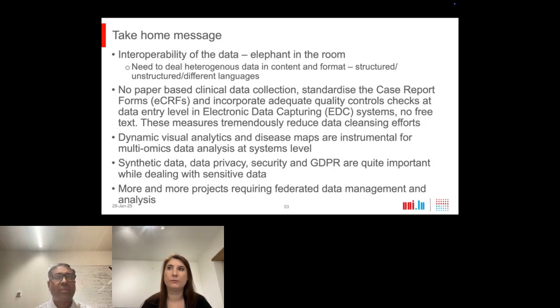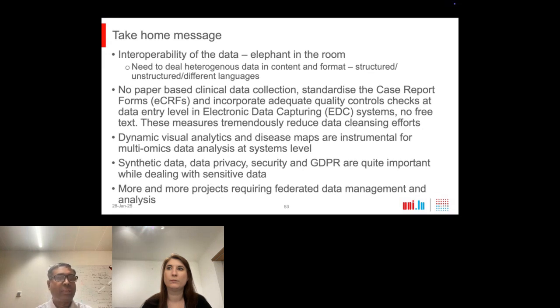Another important thing is the standardization of the case report forms, and incorporating a lot of quality control checks at the data entry level. Then you will reduce the effort you need to invest later, and data cleaning will be drastically reduced. We strongly recommend no free text. If you add free text, you will lose its value.